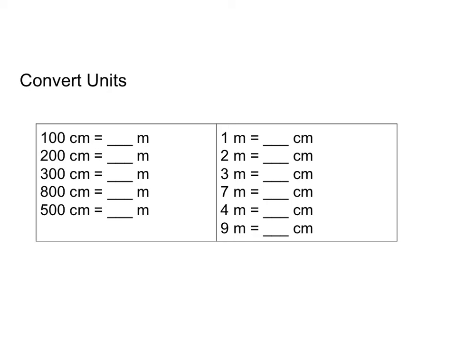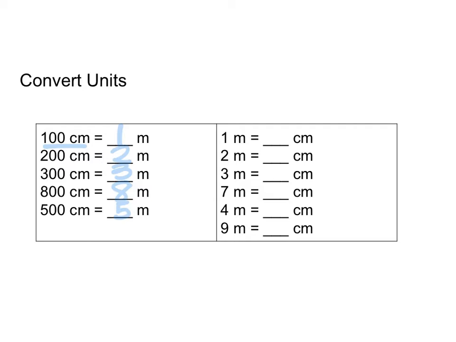So the first thing we're going to do is look at 100 centimeters. 100 centimeters is how many meters? And you should have immediately thought in your head, well, that's 1 meter. 200 centimeters is equal to 2 meters. How about 300 centimeters? 3 meters. 800 centimeters, 8 meters, and 500 centimeters, 5 meters.